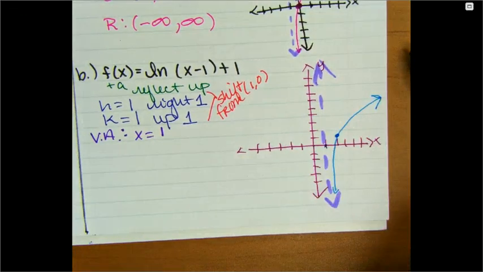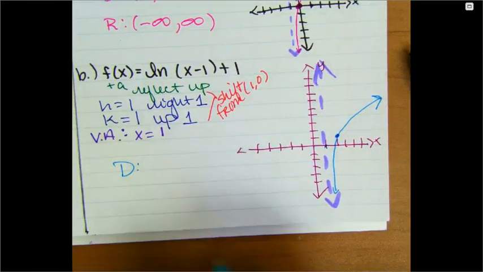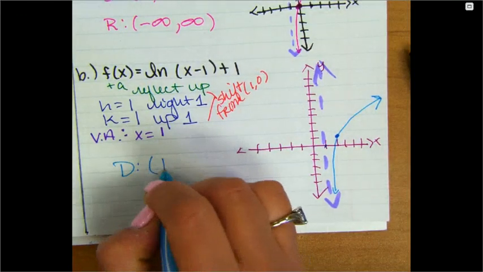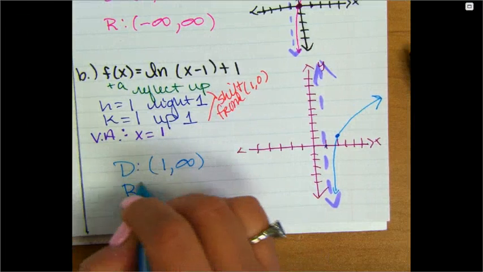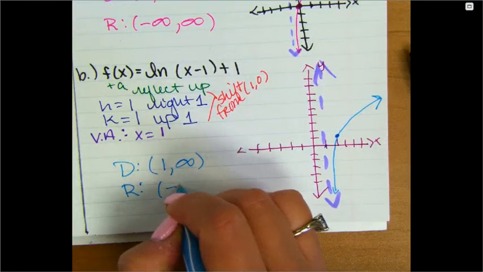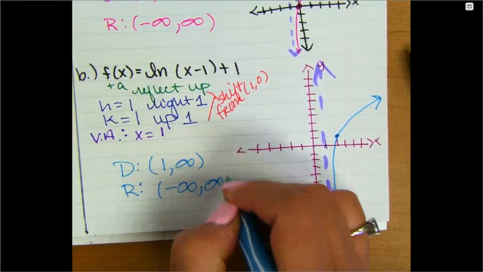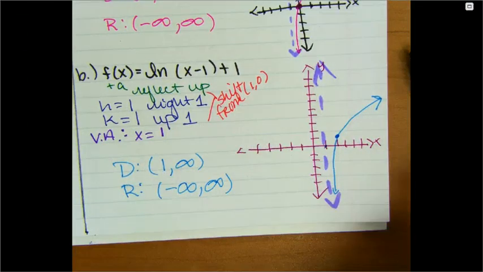Like this. Domain: 1, comma infinity. Range: negative infinity to positive infinity. Got it right? Good. All right, you have homework.